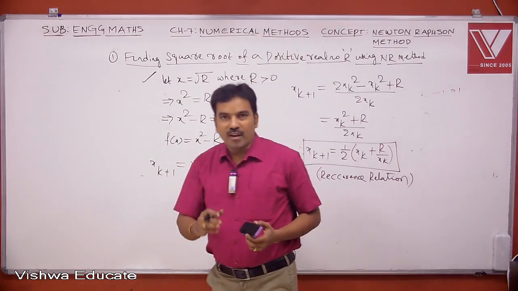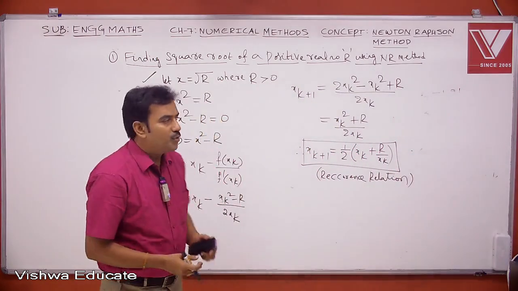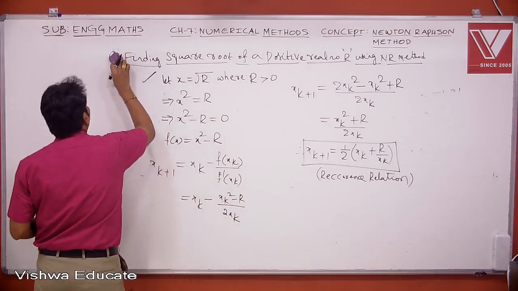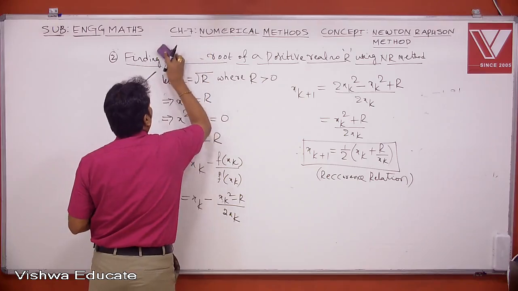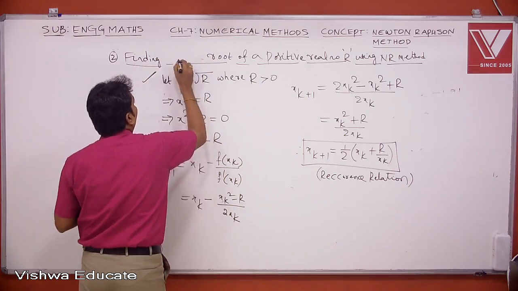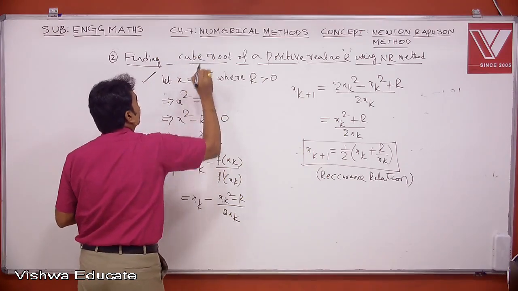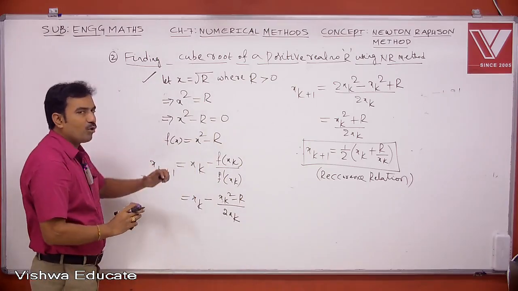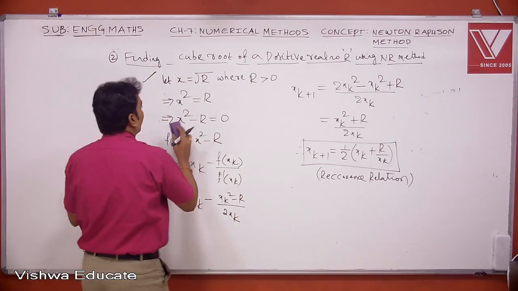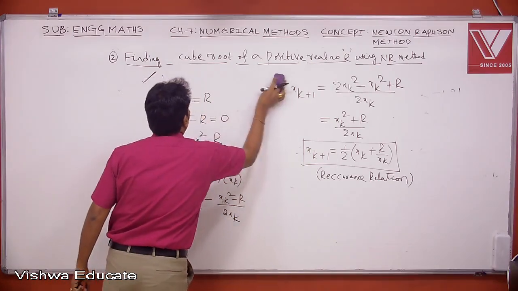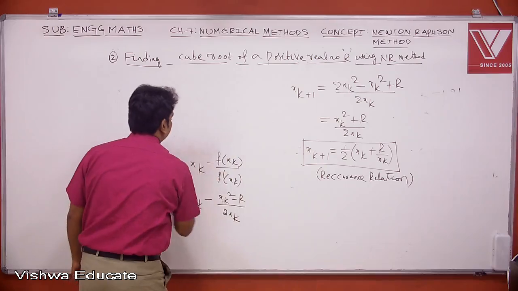Now I think this is very clear, a simple evaluation. So the next one is, let us find the cube root of a positive real number, instead of the square root. The evaluation will be more or less exactly the same, only the result will be slightly different. So here you can take x equal to cube root of R.